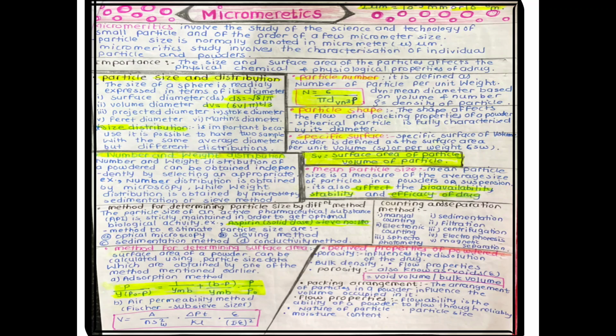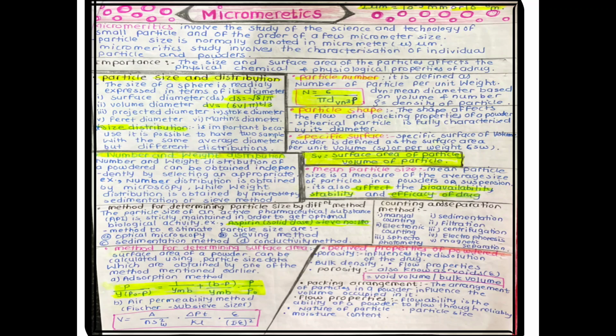So important, the size and surface area of a particle affect the physical and physicochemical properties of a drug. It means the smaller the particle size, the greater the surface area, and the greater the pharmacological action. Greater surface area means greater absorption and greater pharmacological action. The opposite is also true: the higher the particle size, the smaller the surface area, the smaller the absorption, and the less the bioavailability.